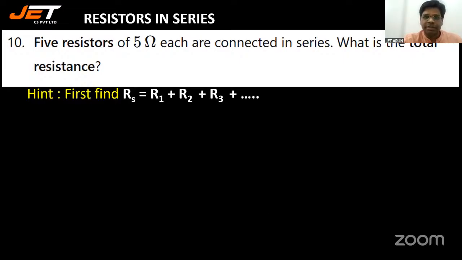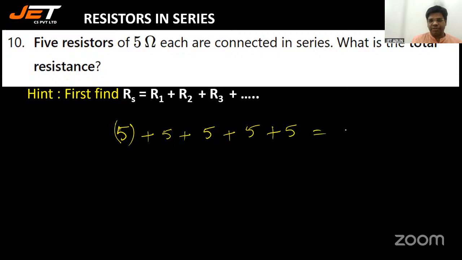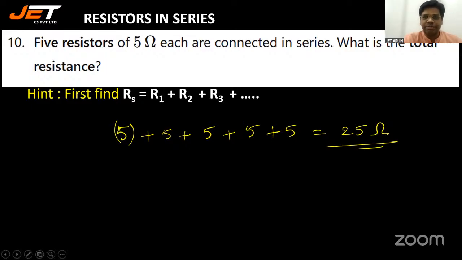All right. So what do we do in this? Five resistors, 5 ohms each, connected in series. 5 plus 5 plus 5 plus 5 plus 5 is equal to 25 ohms. So the total resistance, you need to sum them all up. So 25 ohms.